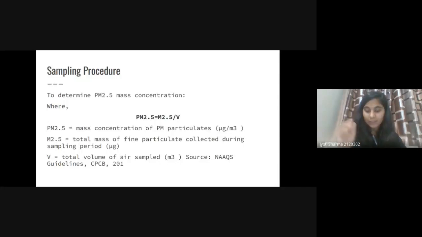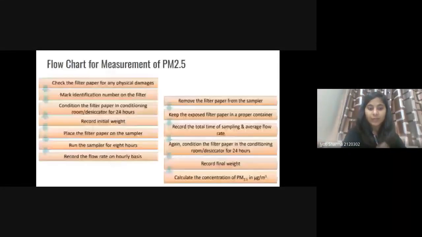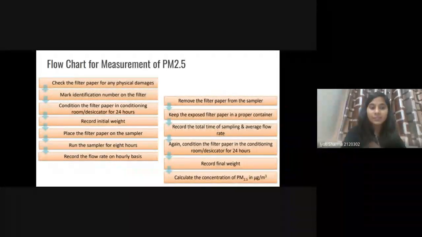Gram is for the mass upon meter cube, this is for the volume. So from a meter cube sampling from the atmosphere, how many micrograms of particulate matter 2.5 you are having. So this is how you can calculate. And this is the flow chart.